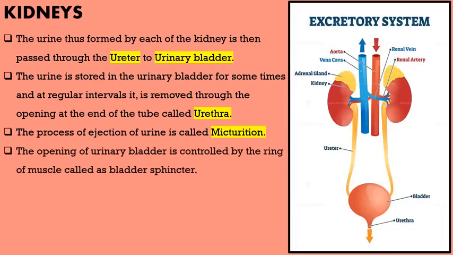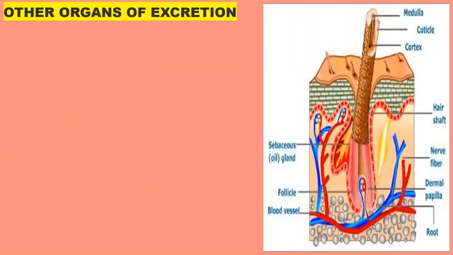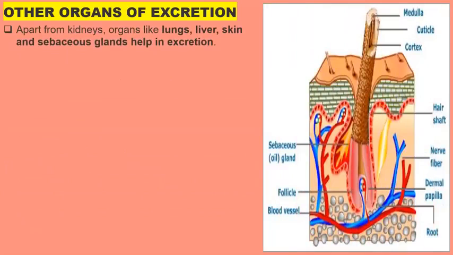The opening of the urinary bladder is controlled by the ring of muscle called bladder sphincters. When the bladder becomes full with urine, this bladder sphincter opens and allows the urine to flow out. Other organs of excretion. Apart from kidneys, organs like lungs, liver, skin, and sebaceous glands help in excretion.